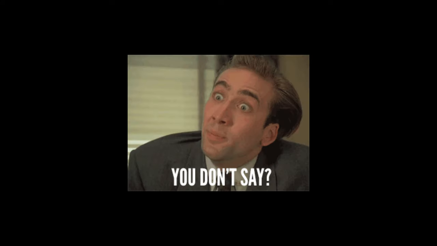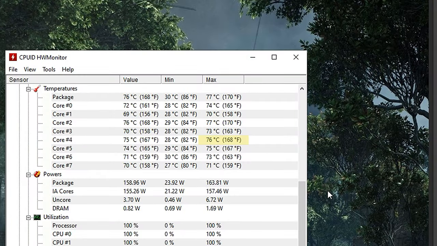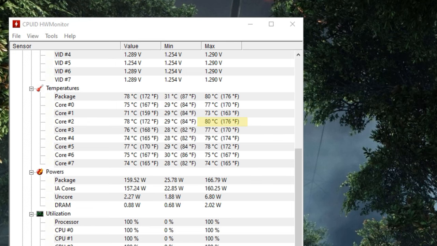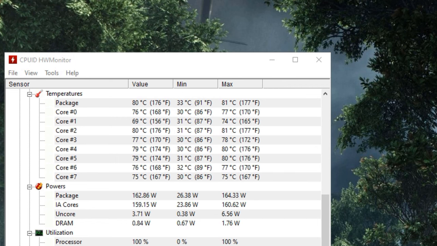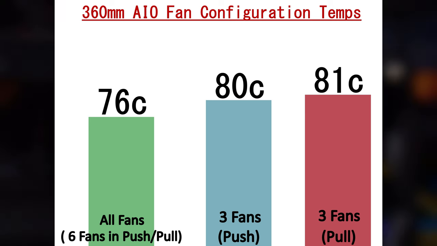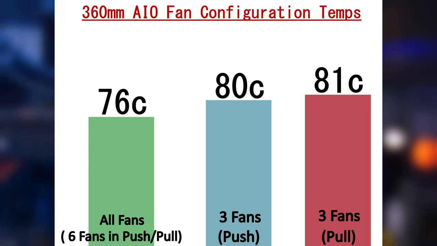More fans, better cooling? Who would have thought? Yes, in the end, 6 fans cooled better than just 3 fans, no matter what configuration they're in. For all 6 fans, the hottest core was 76 degrees Celsius. For 3 fans in push configuration, the hottest core was 80 degrees Celsius. And for the 3 fans in pull configuration, the hottest core was 81 degrees Celsius. So all 6 fans in push-pull configuration did about 4 degrees Celsius better than just 3 fans.